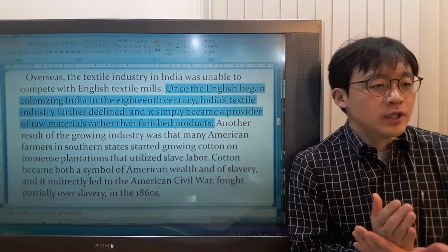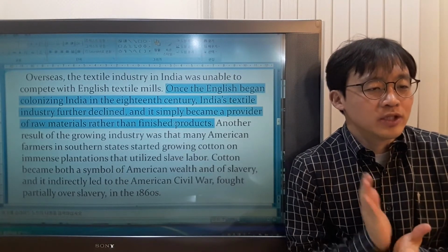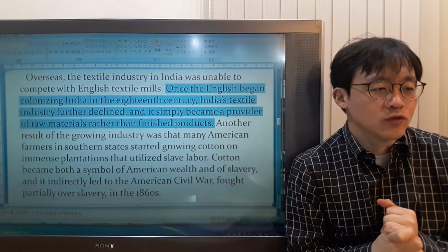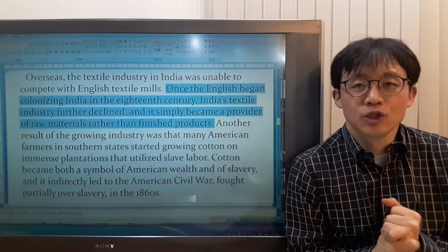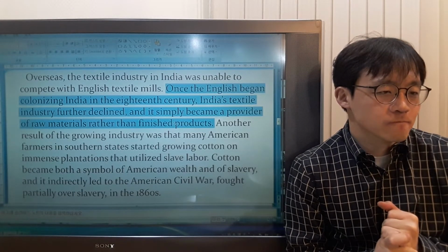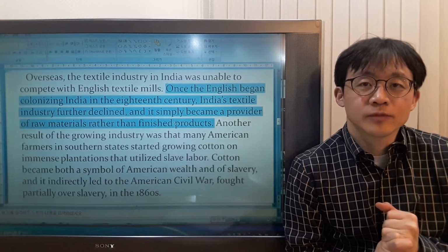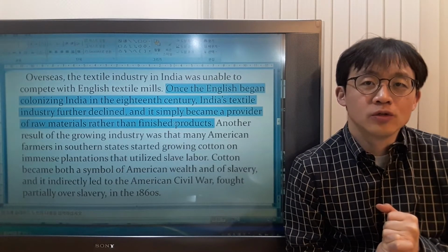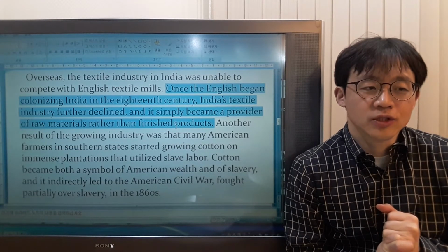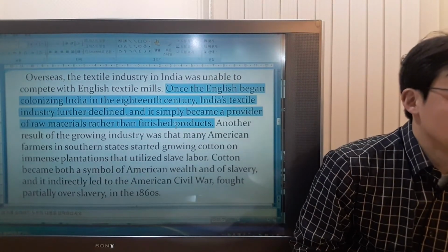And the cotton caused the American Civil War, and it was fought partially over slavery. Partially means to some extent and not completely. You know what I mean? To produce cotton, the southern states needed slaves. So it caused the American Civil War. Do you understand?